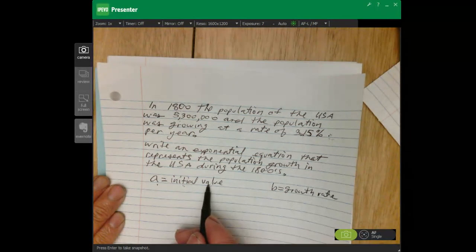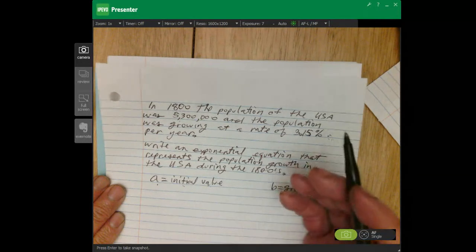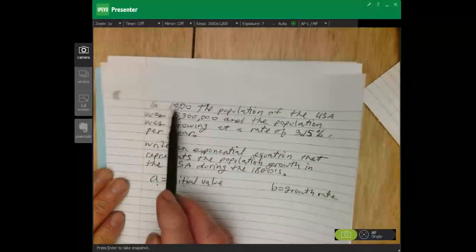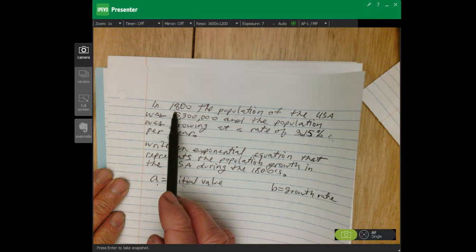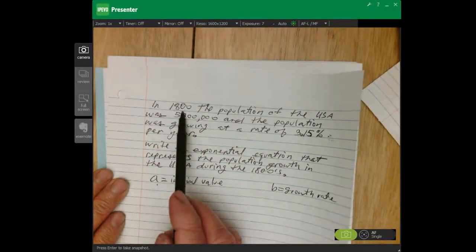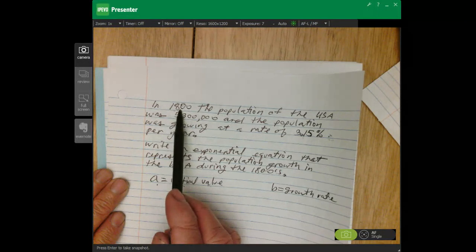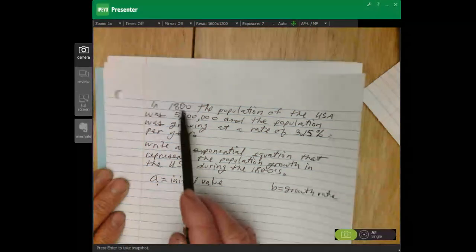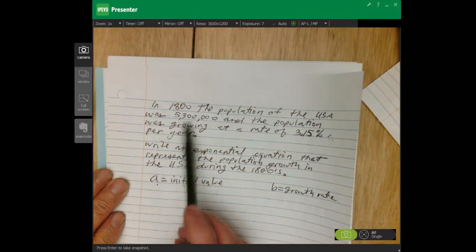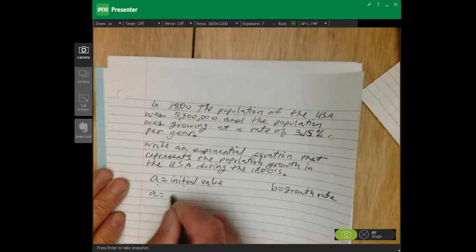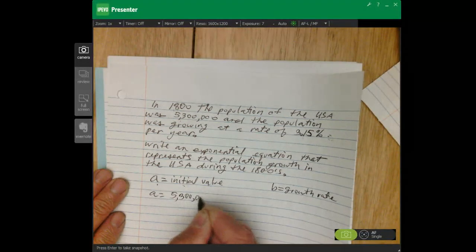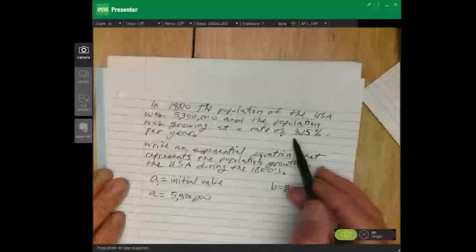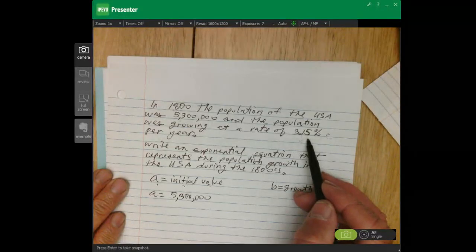Now, the initial value is not the beginning of the United States. It's when we started counting. Now we're counting. That's when we're going to start counting in 1800. But it's not this number. It's how many people there were in 1800. So at the beginning of our time frame that we're counting in 1800, there were 5,300,000 people. So that's what our initial value is. Now the growth rate is going to depend upon the percentage rate right here.